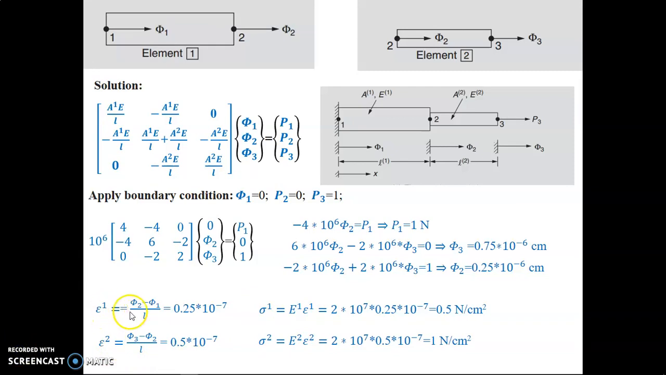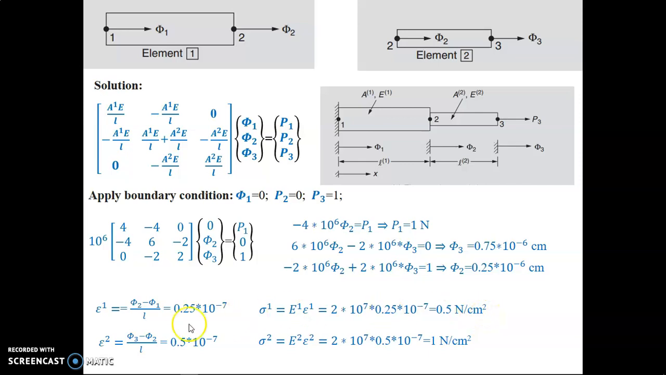The strain within the first element can be calculated as the difference of the nodal displacement at the second node and the first node divided by the length of the element, and it comes out to be 0.25 into 10 raised to the power minus 7. From the value of the strain, you can easily obtain the value of the direct stress within the first element. It will be the multiplication of the Young's modulus into strain, and it will come out as 0.5 Newton per centimeter square.